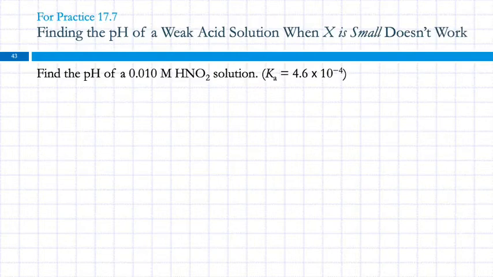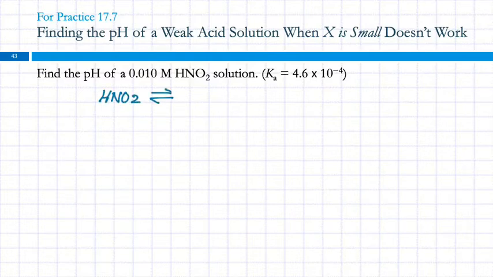Finding the pH of a weak acid solution when x is small doesn't work. Well, we've got this because we solved it that way the other two times, right? So here we have a nitrous acid solution. They gave us the formula this time, so I'm going to go ahead and use it.